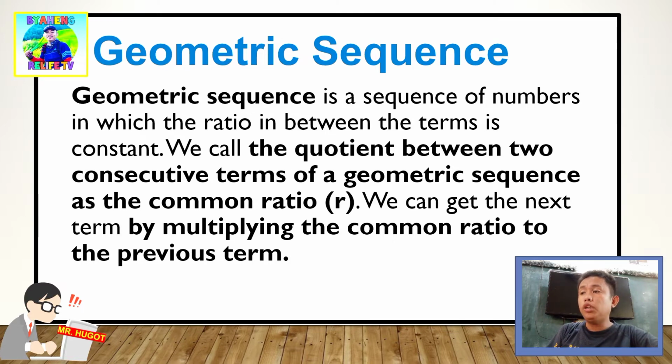So the quotient between two consecutive terms is said to be the common ratio. So by dividing the second term by the first term, or the third term by the second term, o yung mga previous term natin, we're going to determine what is the common ratio of those items. So tara guys, let's have some examples.